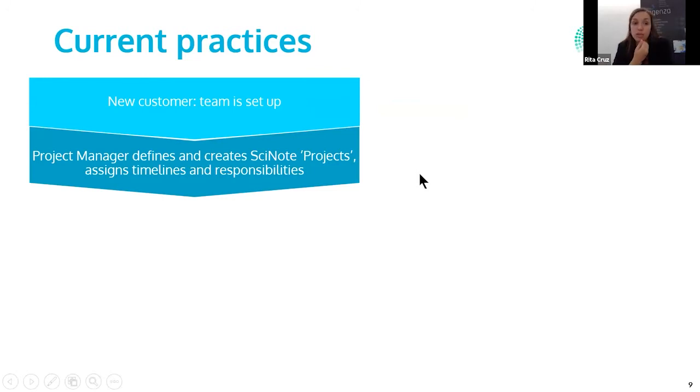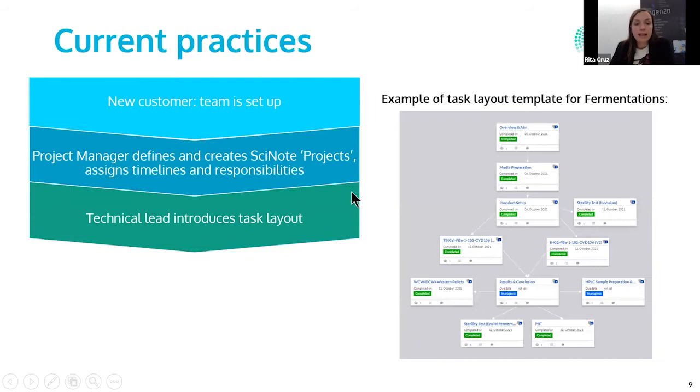And then the project manager for that new customer project goes in and adds the members to the team and defines and creates what's called projects on SciNote. These are the equivalent of what would be a work package in your project plan. The project manager sets up these projects, assigns timelines and deadlines, responsibilities, and the users to each project. And then what we call the technical lead introduces templates for particular tasks, if that's relevant.